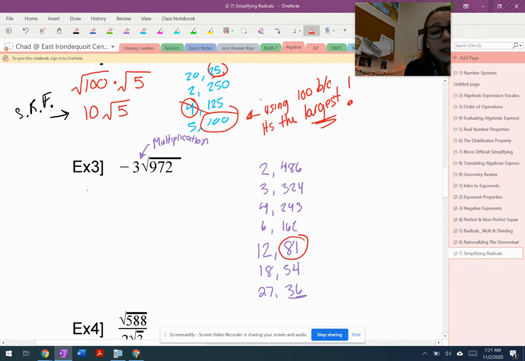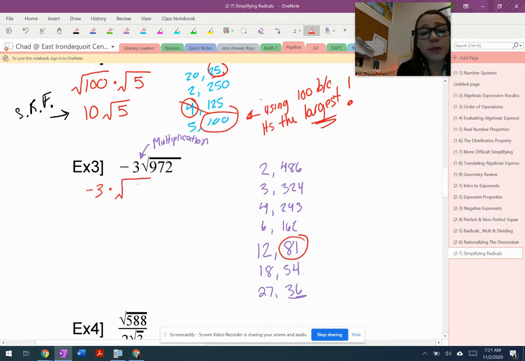So again, that -3 is just being multiplied, so I'm just keeping that on the outside. I'm going to break up the square root of 972 into the square root of 81 times the square root of 12. -3, the square root of 81 comes out as 9. Notice the way I'm keeping that multiplication there. I did not turn that into a -39. And then the square root of 12.